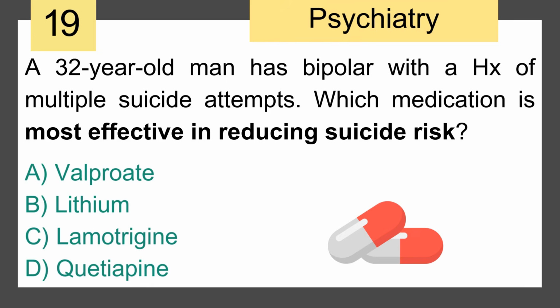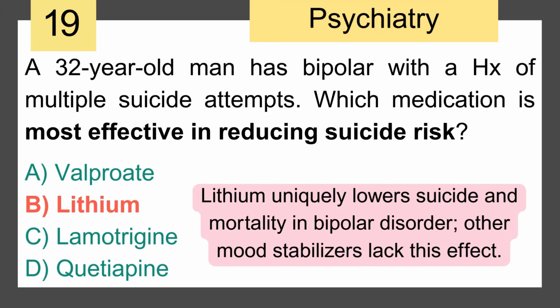Question 19. A 32-year-old man has bipolar with a history of multiple suicide attempts. Which medication is most effective in reducing suicide risk? Lithium. As much as we hate lithium because it causes nephrotoxicity and other problems, it is the most effective mood stabilizer or psych drug in general to reduce suicidality. And that's why some psychiatrists just love lithium despite the adverse effects. It uniquely lowers suicide and mortality in bipolar disorder. Other mood stabilizers lack this effect.